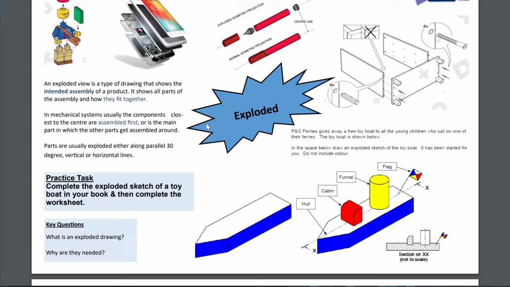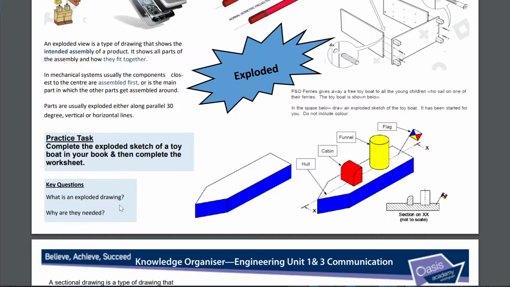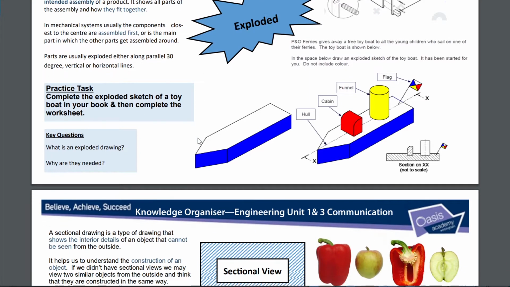Okay, so what is an exploded drawing and why are they needed? So an exploded drawing is a drawing that shows, well, here we go, the intended assembly of a product. It shows all parts of the assembly and how they fit together. Yeah, they give the viewer a good understanding of the components and the proper assembly of those things.